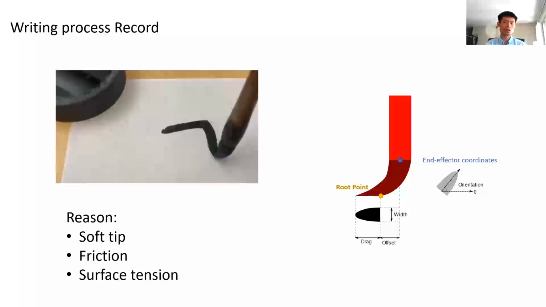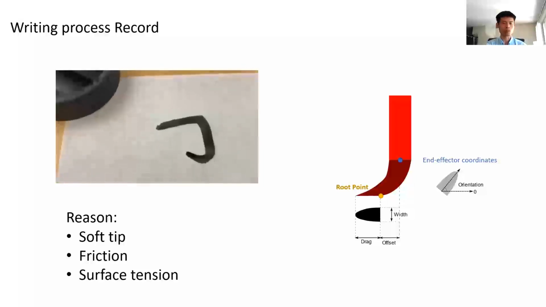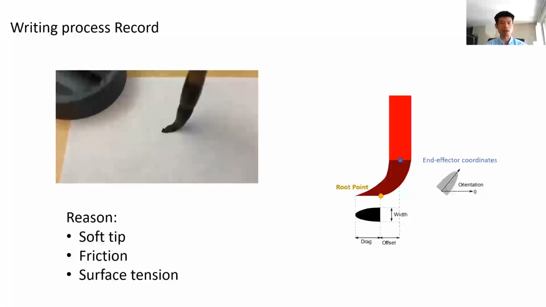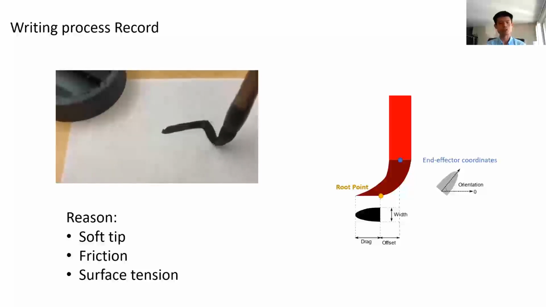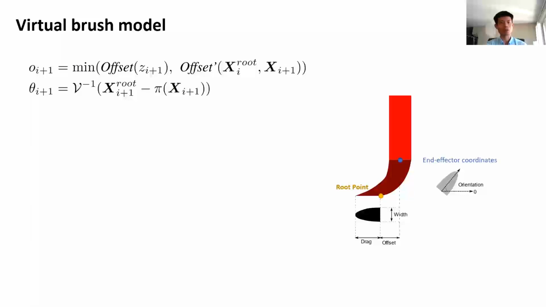As such, only after the brush holder is far away enough from the tip of the brush will the tip of the brush move. Otherwise, the tip will stay at the original position because of the influence of friction and surface tension. This important observation gives us the updating formula for the offset and orientation parameters.